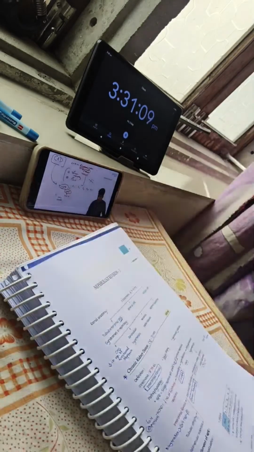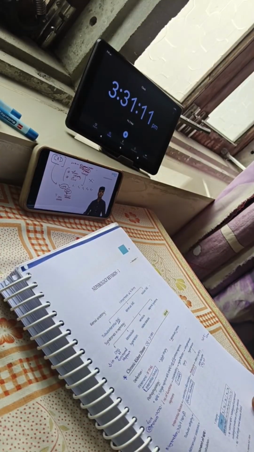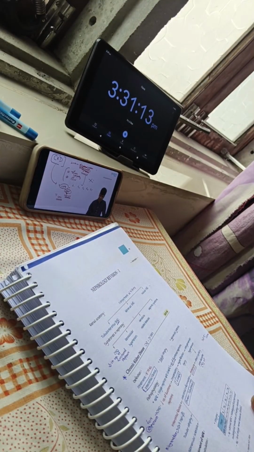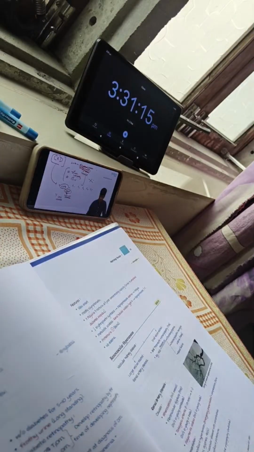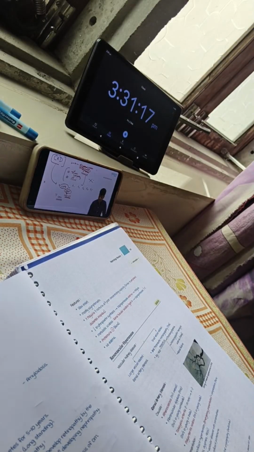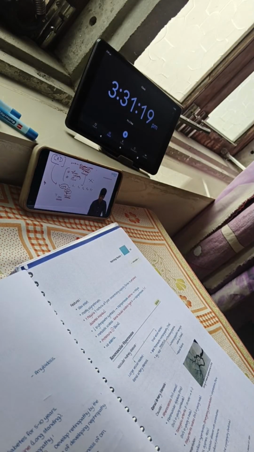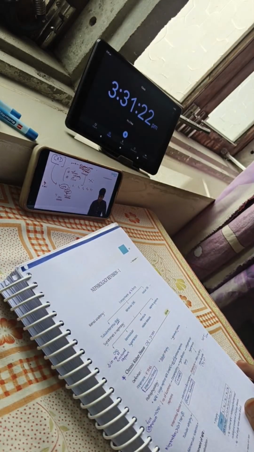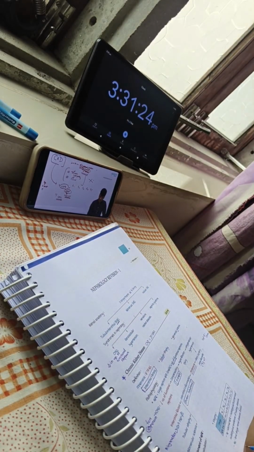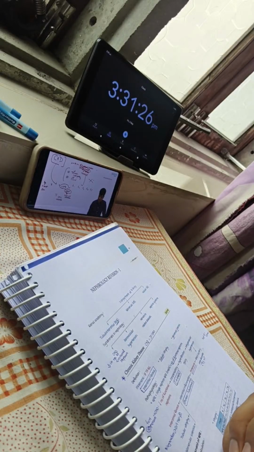Both are equations, but the CKD-EPI equation can be considered a touch better. So in this equation, what are we actually looking for? We are taking into consideration the age of the patient, the serum creatinine of the patient, the sex of the patient, and the race of the patient. So these many things we are taking into consideration.